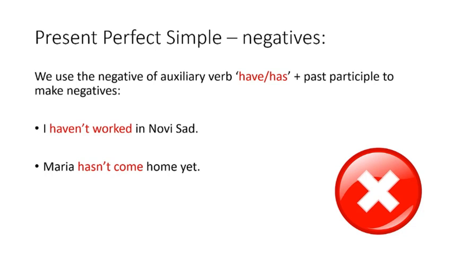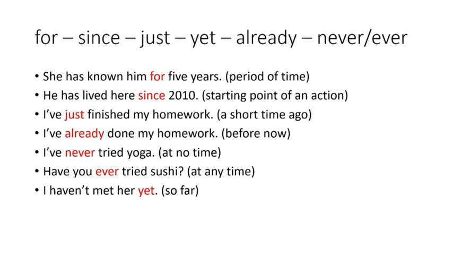Okay. Another thing that we need to take note of when using the present perfect are these expressions: for, since, just, yet, already, never, or ever. We use these expressions with the present perfect, and let's take a look at when we use them. She has known him for 5 years. For is used before time periods to denote how long they lasted. For 5 years. So it has to be a period.